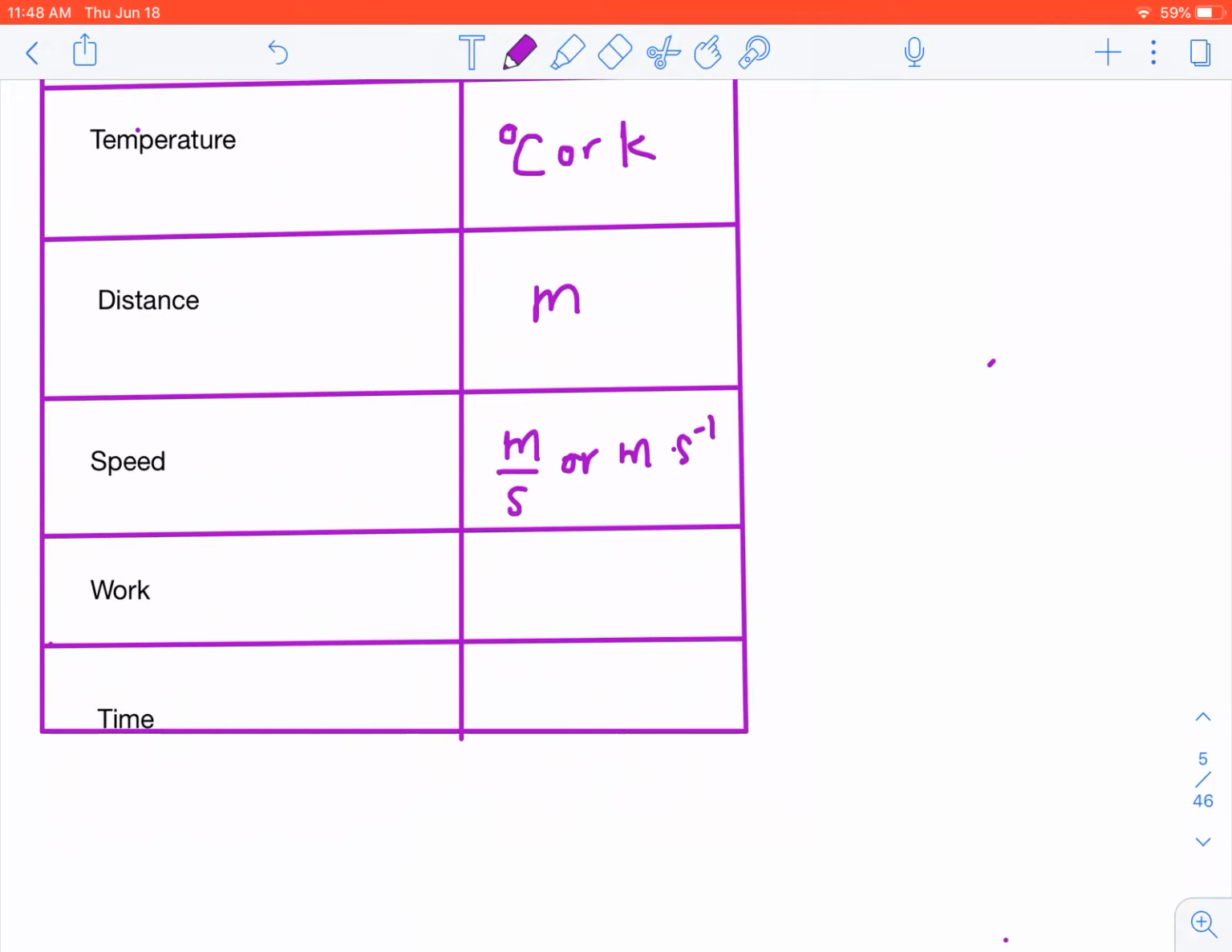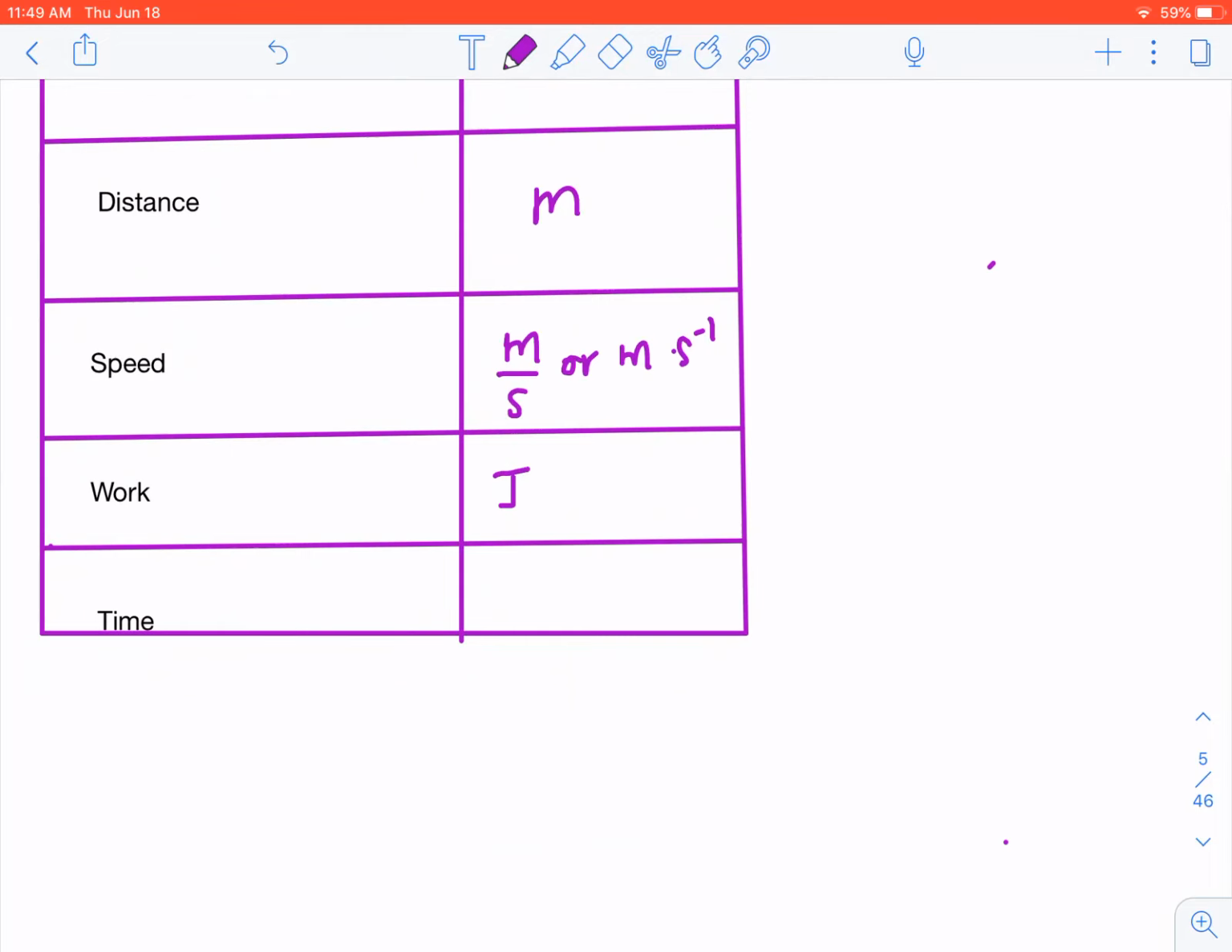Work, and what's the unit of work? It is a joule. Work is energy transferred to a system, and the energy transferred to a system is not dependent on direction. Time we know is measured in seconds or hours, and time again does not have any direction. We don't say it is 3 seconds east or 4 seconds west. We just add the magnitudes.